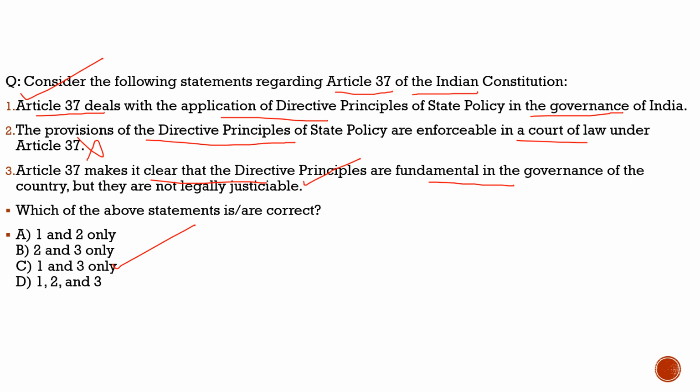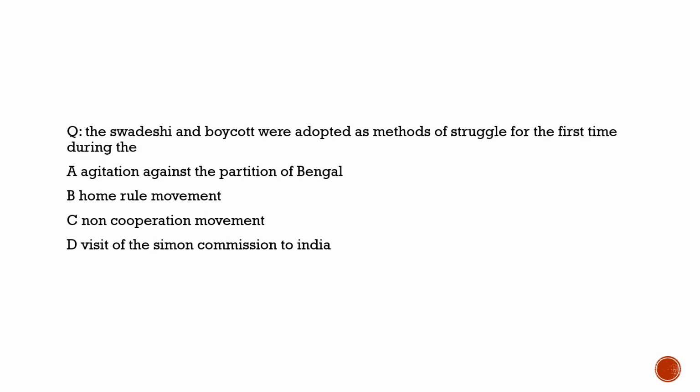So by solving this question, let's move towards the last part of our discussion, where we will solve the previous year question and conclude our discussion. Here the question is about Swadeshi and boycott being adopted as methods of struggle for the first time during what phase of British India?